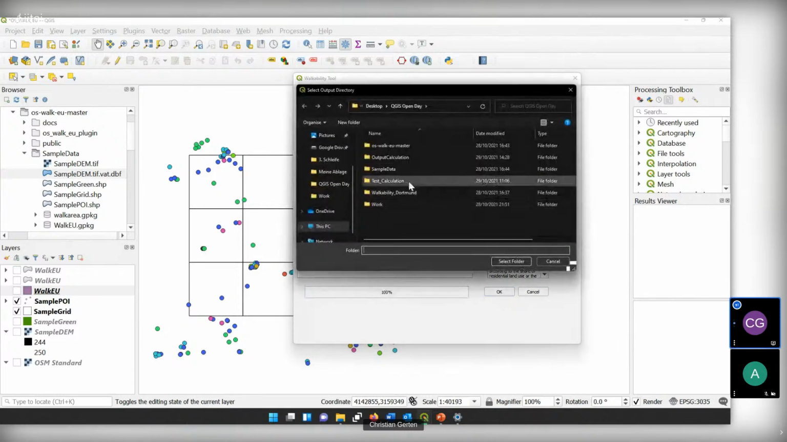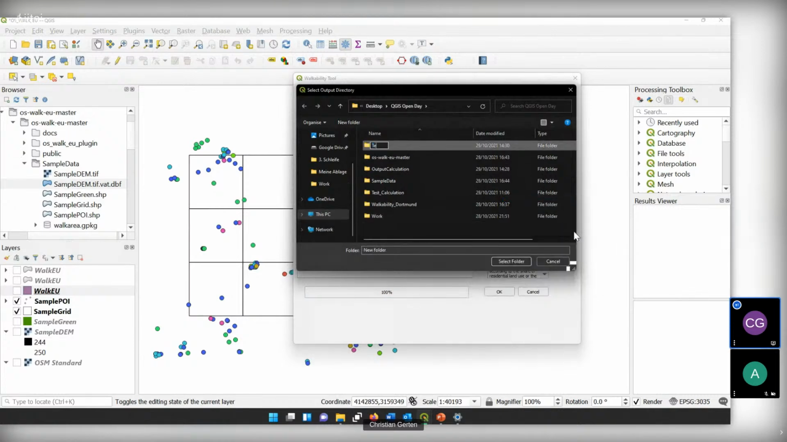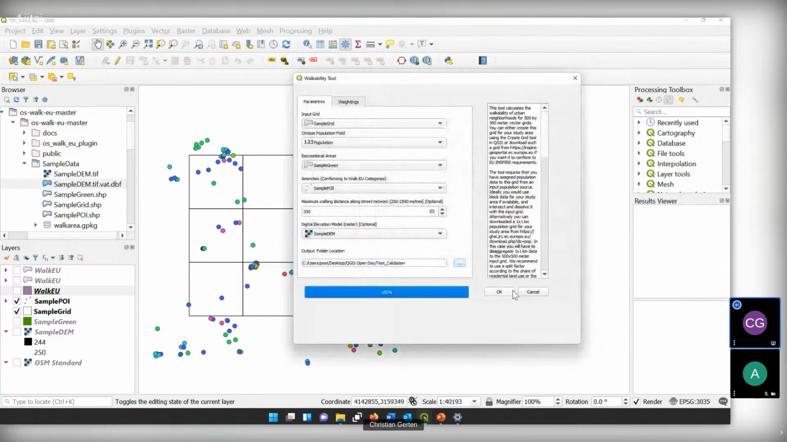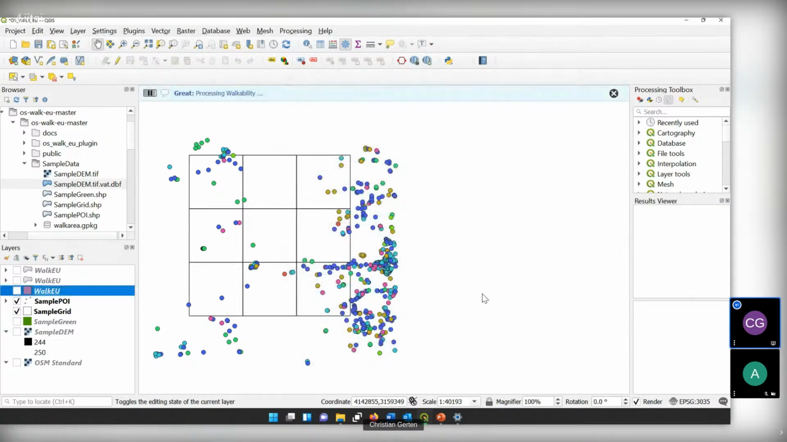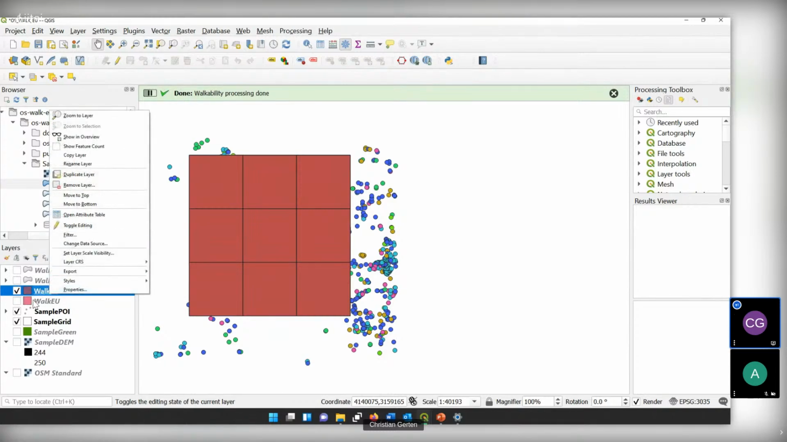Then we just create a new folder, test calculation, select, calculate. Now the walkability process starts, and hopefully it doesn't take so long. Yeah, perfect. So now we have our result.